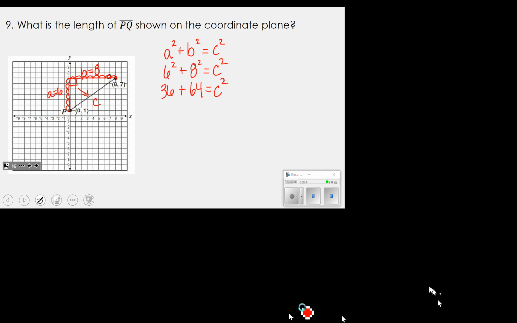So now we add those together. 36 plus 64 is 100, and that equals C squared. Again, we're not looking for the area of the square. We are looking for the side length, so we use our cancel pen to do square root, and cancel. And the square root of 100 is 10. So that's the measurement of C. You can even write 10 units for your final answer.